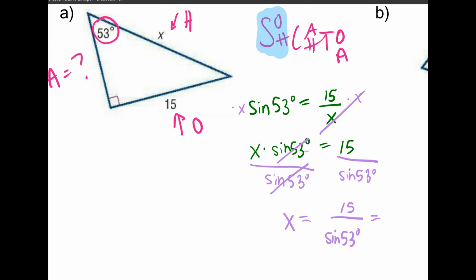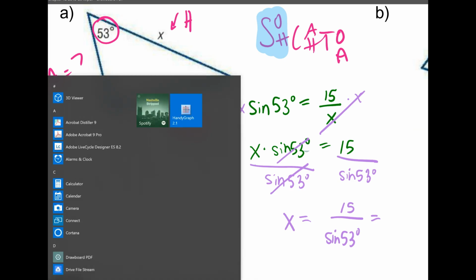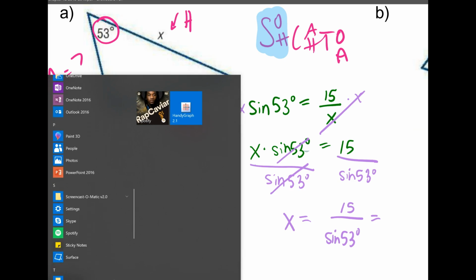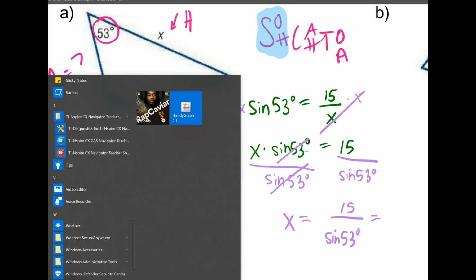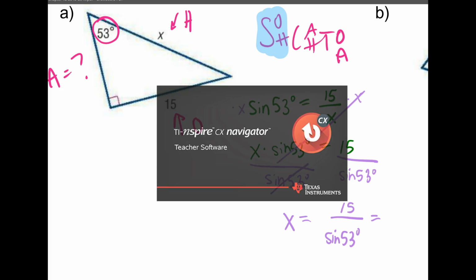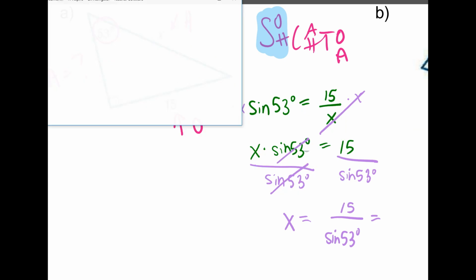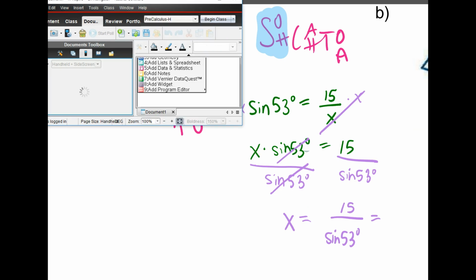Do you want me to show you how to plug it in? Is that your answer? No, I want you to plug it in so I have an answer. I plug in 15 divided by sine 53. Do you have it in degrees or radians? Do you have it in degree mode? Yeah, 18.8. Does it say DEG at the top right or RAD? So it's degrees.